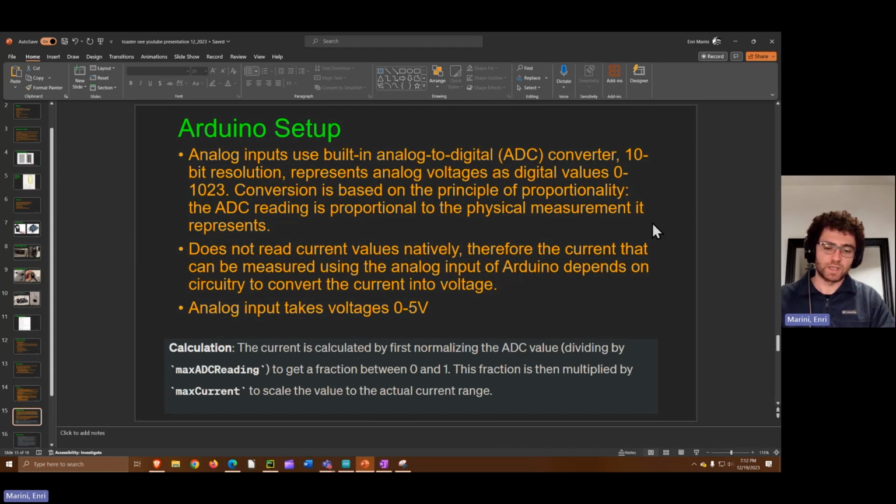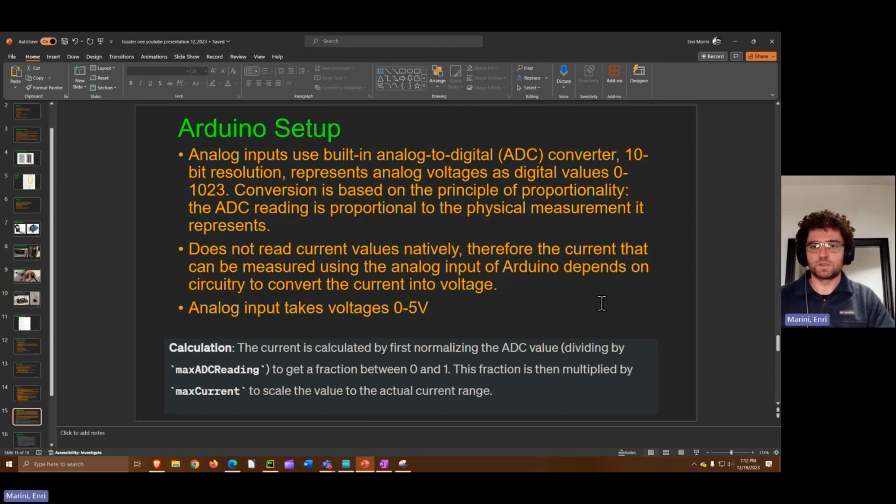You can simulate a burden resistor in your Arduino code. It's not perfect. It does work, and therefore the current that's actually able to be measured on the analog input depends on the circuit's ability to convert the electrical current into a voltage reading. And the analog input, again, in the Arduino can only take a range of 0 to 5.